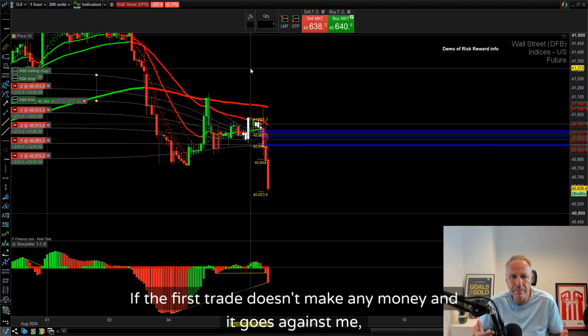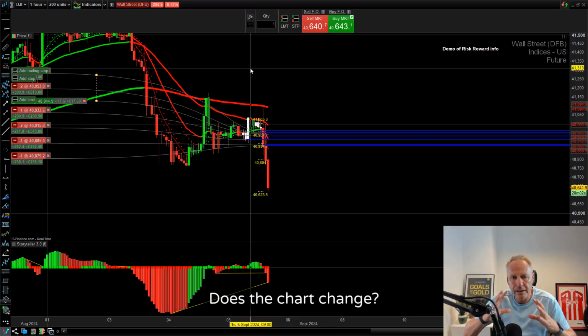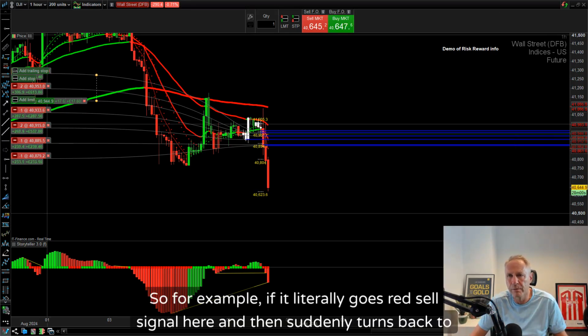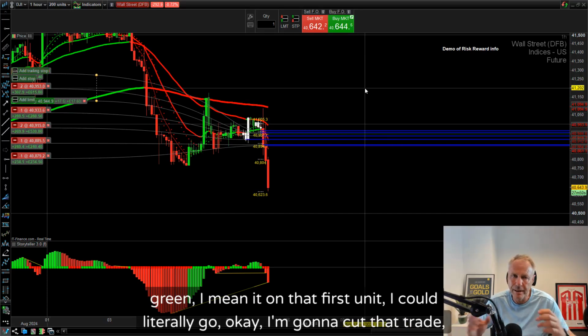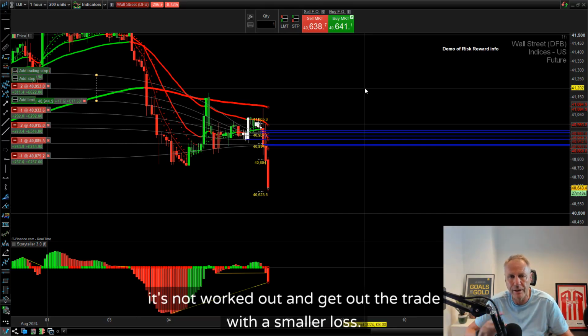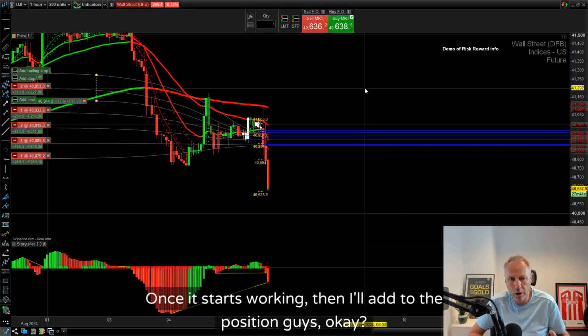If the first trade doesn't make any money and it goes against me, then I've got a decision to make. Does the chart change? For example, if it goes red sell signal here and then suddenly turns back to green, I'm in it on that first unit, I could go, okay, I'm going to cut that trade, it's not worked out, and get out of the trade with a smaller loss. Once it starts working, then I'll add to the position, guys.